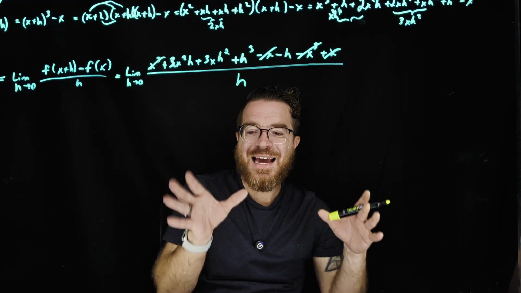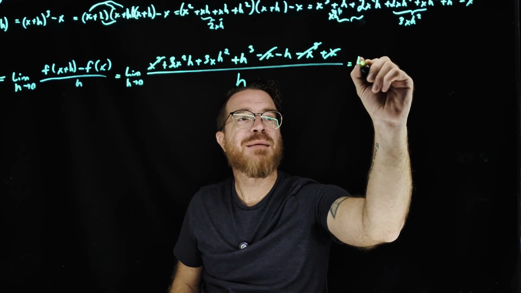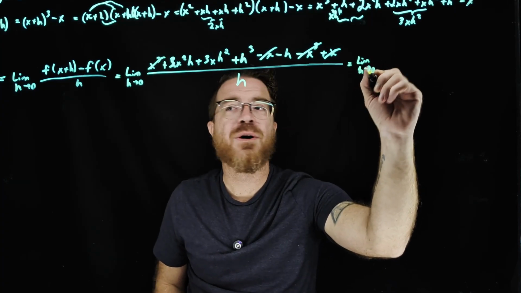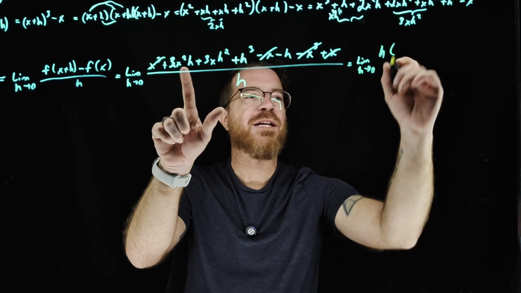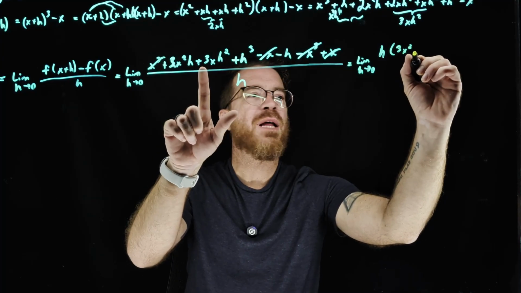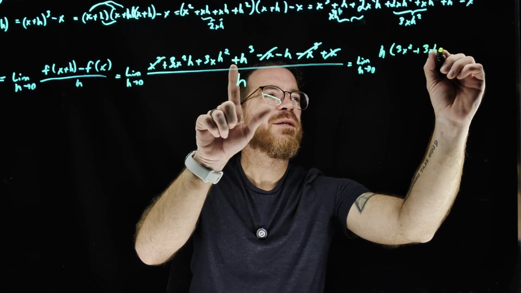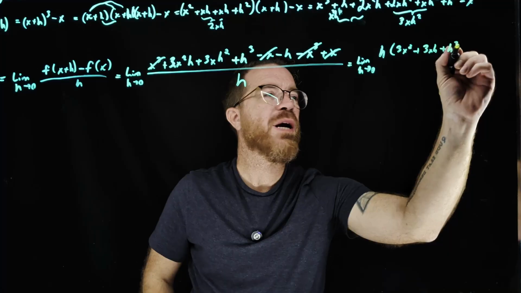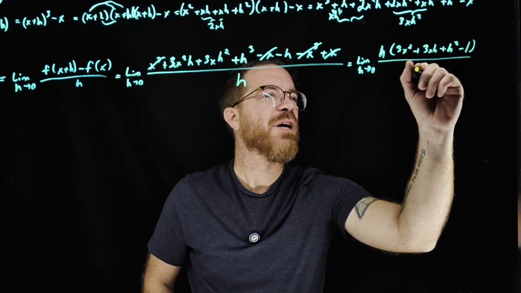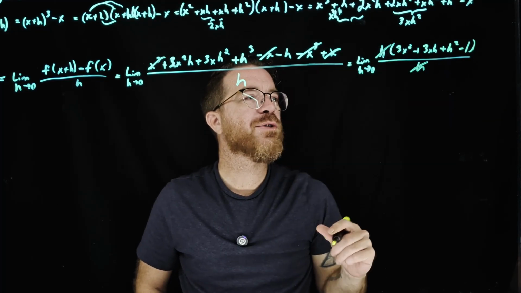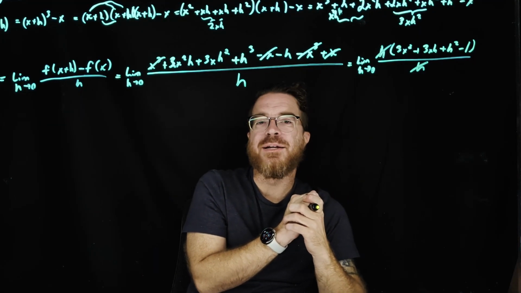Every term in this has an h, so I'm going to pull an h out. So this is the limit as h goes to 0, pull an h out. Now, 3x squared h leaves 3x squared, plus 3xh squared leaves me with 3xh, plus h cubed, pull an h out, I get h squared, and then minus h, I am left with minus 1, all divided by h. These will cancel, and I have 3x squared plus 3xh plus h squared minus 1.